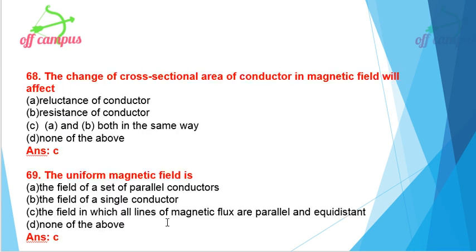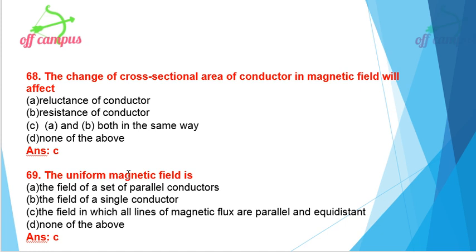Okay. Then question number 68. The change of cross-sectional area of a conductor in a magnetic field will affect the reluctance of a conductor, the resistance of a conductor, A and B both in the same way, or none of the above. It affects both reluctance and resistance of a conductor, which means option C, A and B both in the same way. Okay.